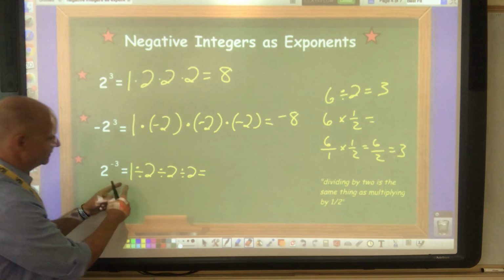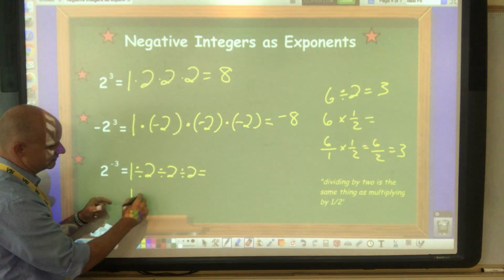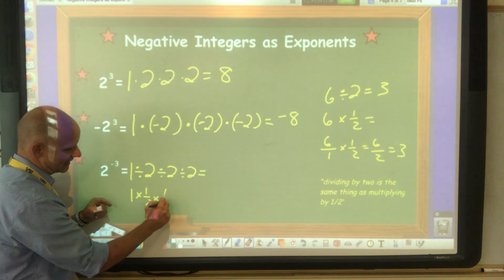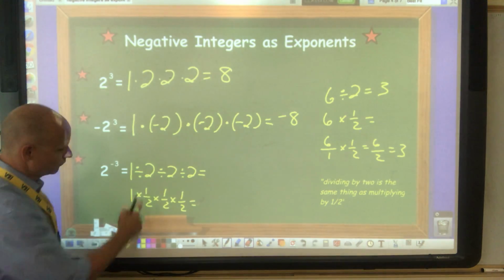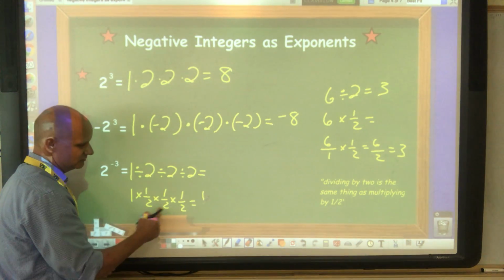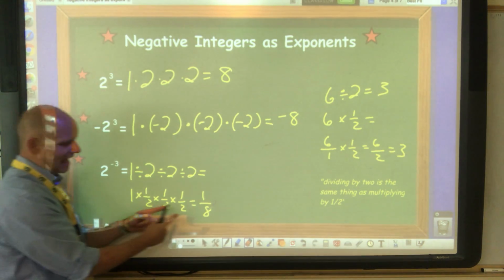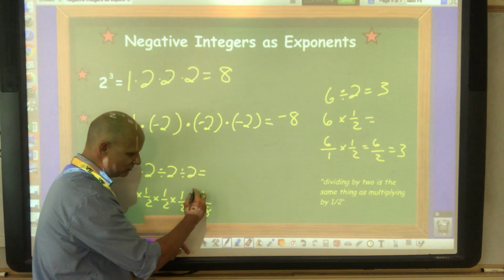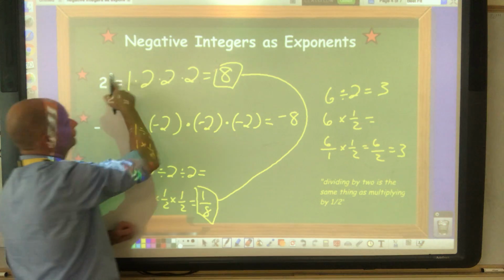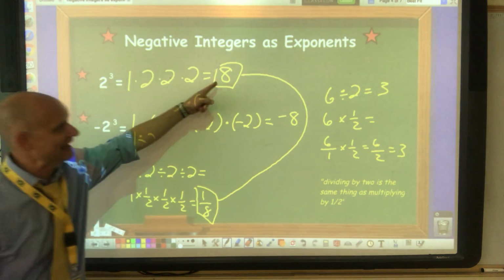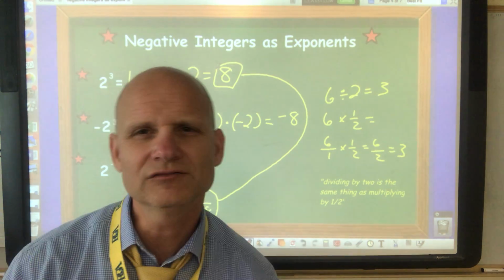So instead of saying I'm going to take 1 divided by 2, divided by 2, divided by 2, I'm going to write it like this: 1 times a half, times a half, times a half, which now is easier math because 1 times 1 times 1 is 1, 2 times 2 times 2 is 8. So if I have 2 to the negative 3rd power, that's really 1/8. Notice that is the inverse of 2 to the 3rd power. 2 to the 3rd power is 8. 2 to the negative 3rd power is 1/8. So it's just the inverse.